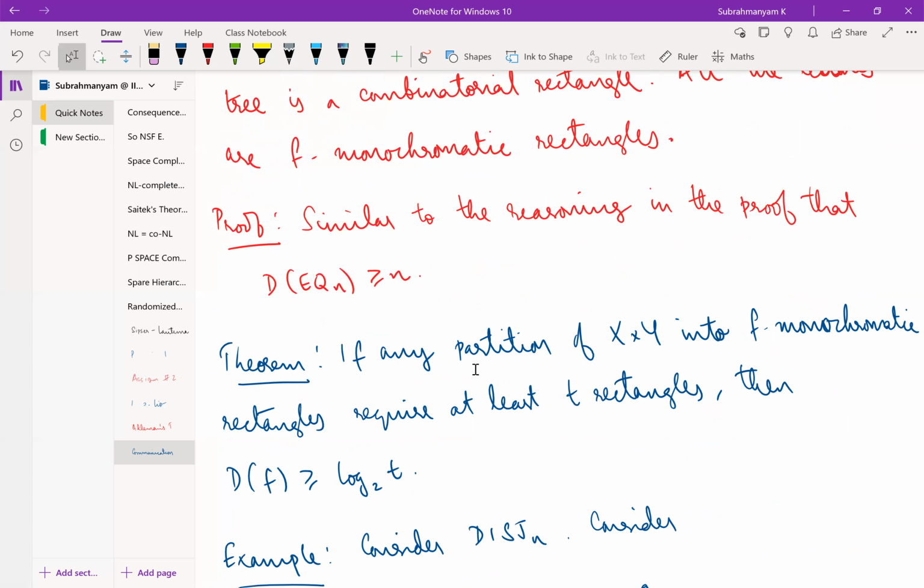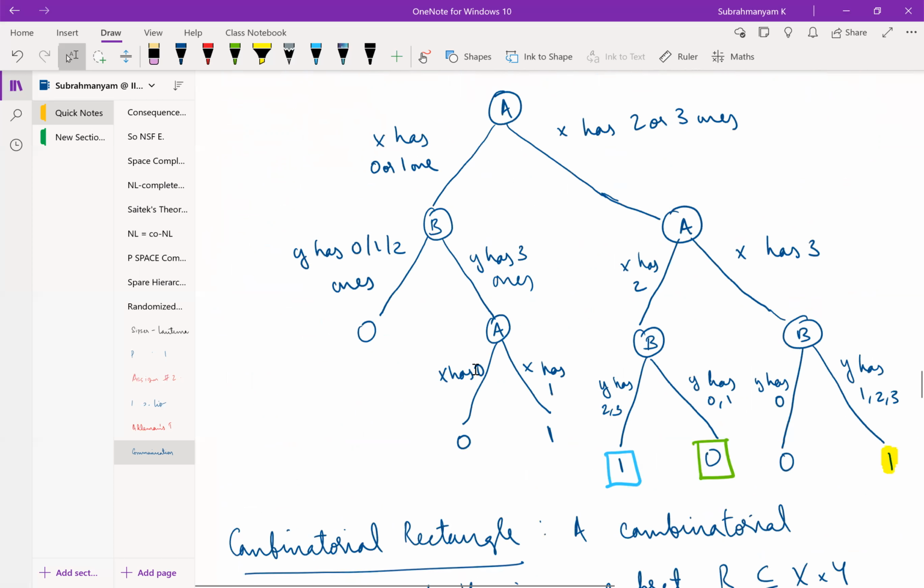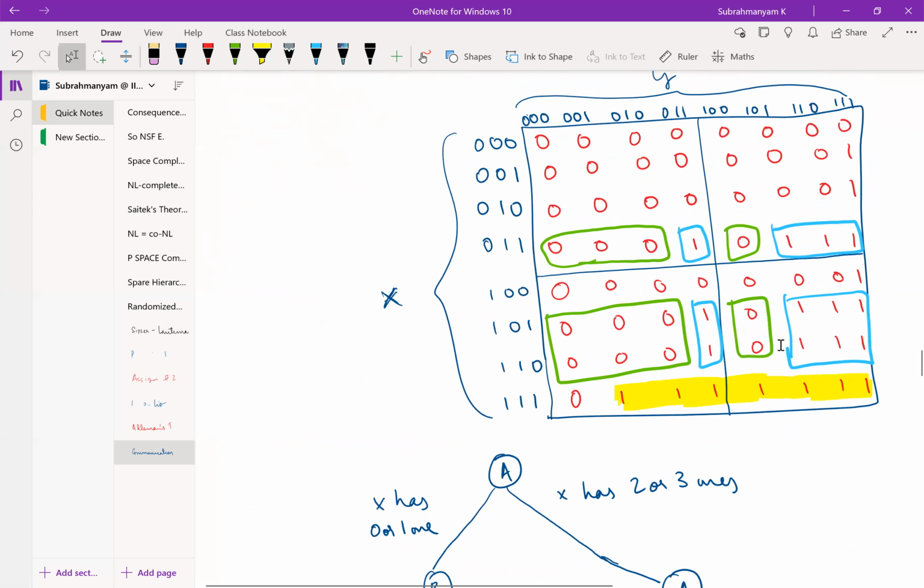Why? You take any partition of X cross Y. Suppose now any protocol has to divide it into monochromatic rectangles, right? That's what it has to do because we know that the leaves are monochromatic rectangles. So what is the smallest number of ways by which we can divide this thing into monochromatic rectangles? Suppose for a function, it requires T such rectangles.